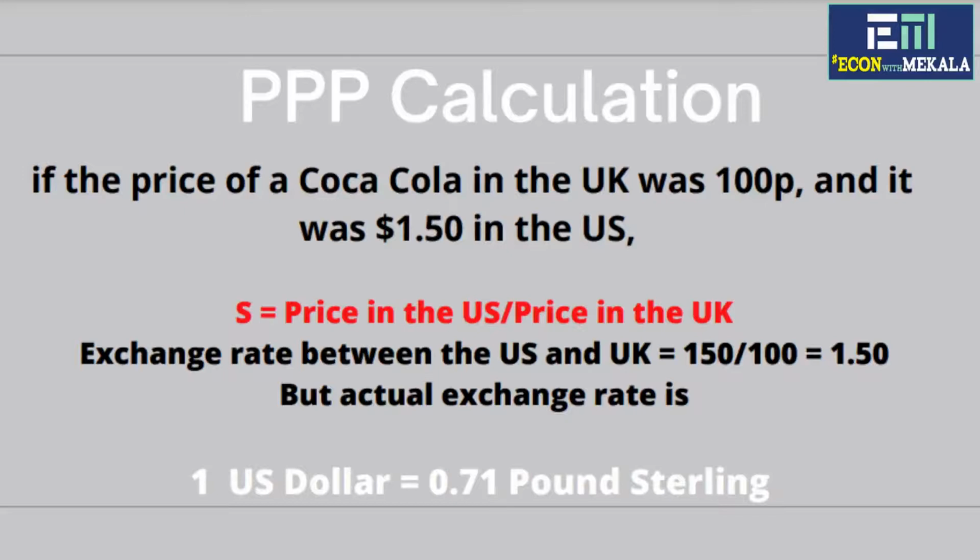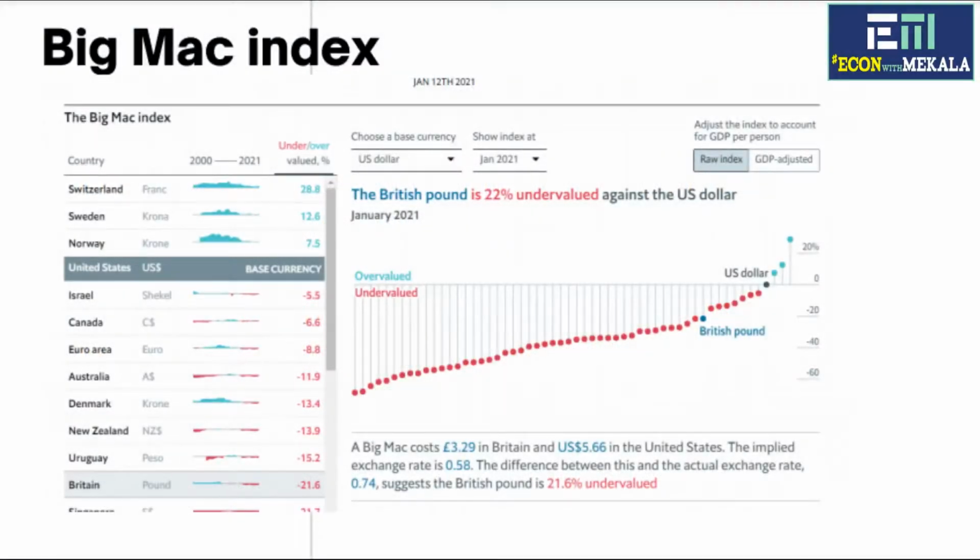This is not the same as the exchange rate between the United States dollar and the British pound. If you look at the current exchange rate between the US dollar and the sterling pound, that is 1:0.71. So purchasing power parity is different from the exchange rate. For you to get a better understanding about how purchasing power parity works, I got another example that is called the Big Mac Index.